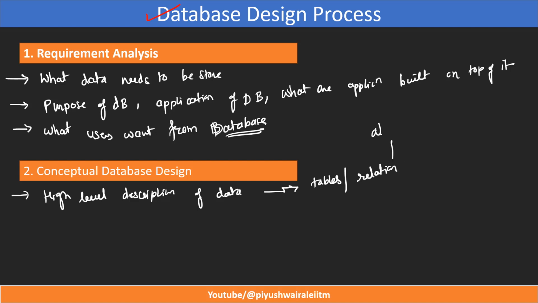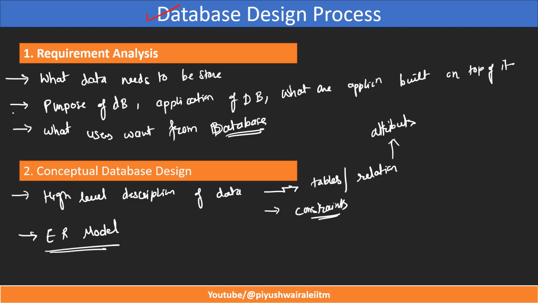What are the attributes of each relation? Then what constraints should you implement? All this comes under conceptual database design. Basically this is the first step of our ER model.